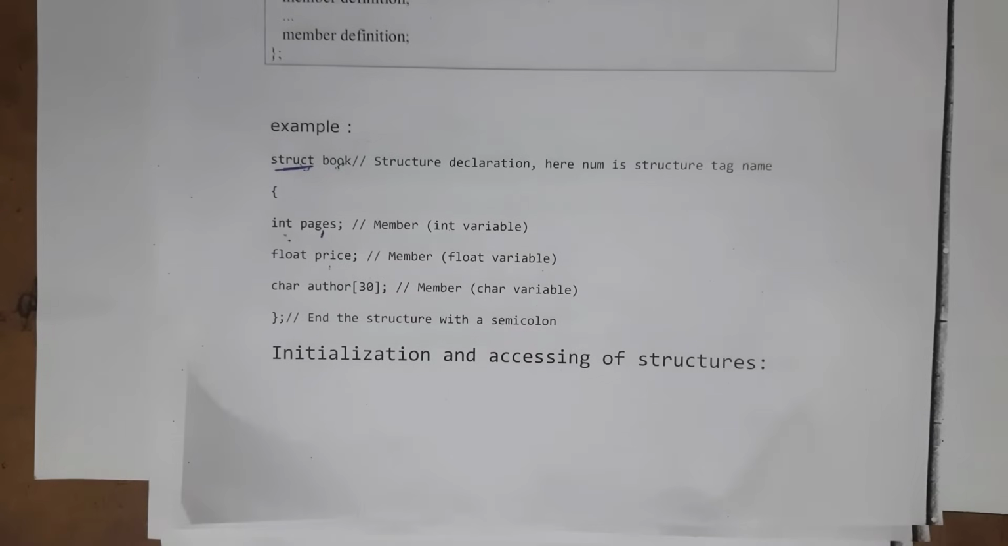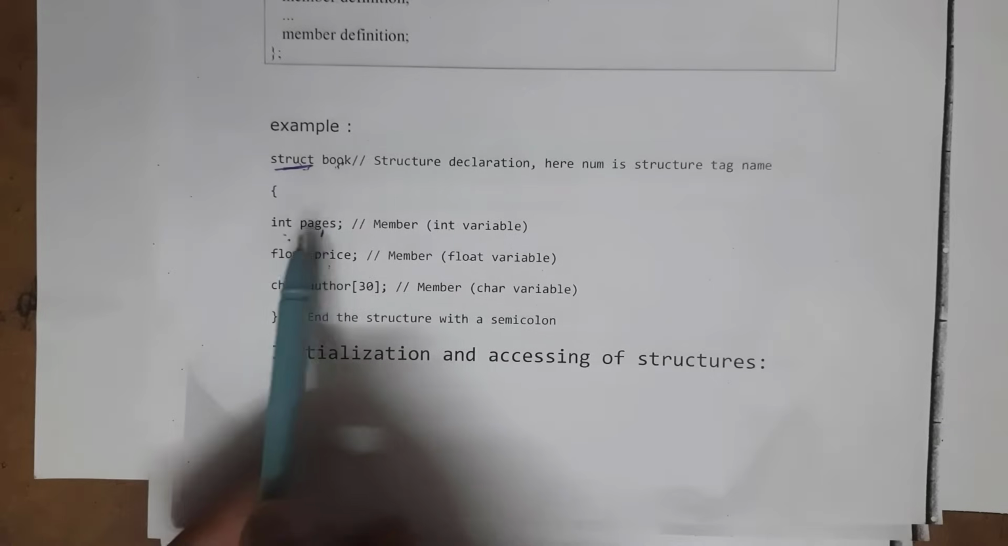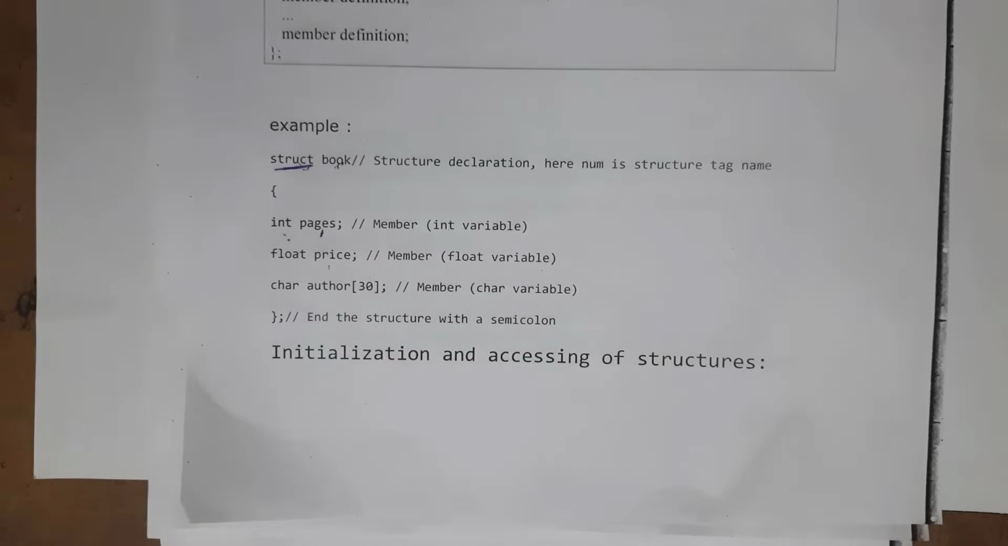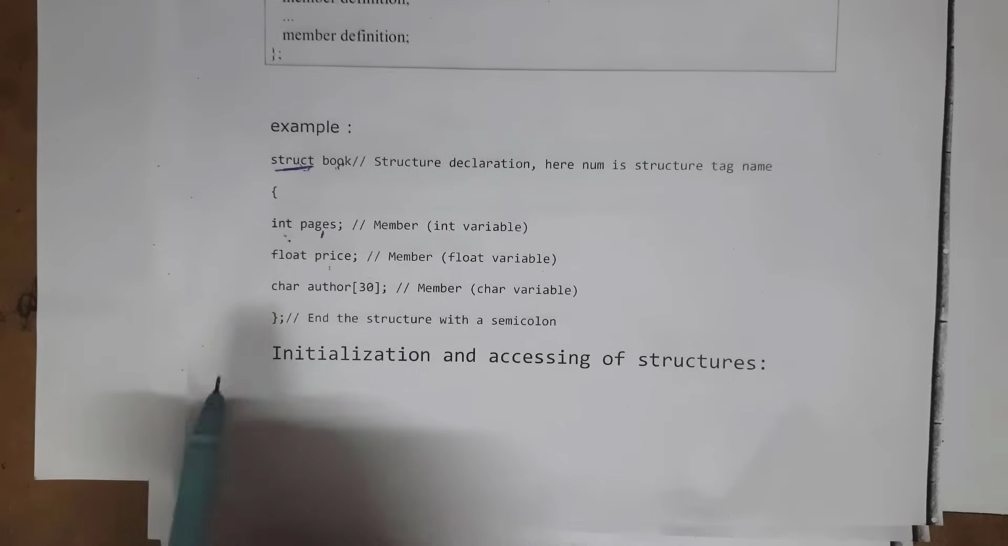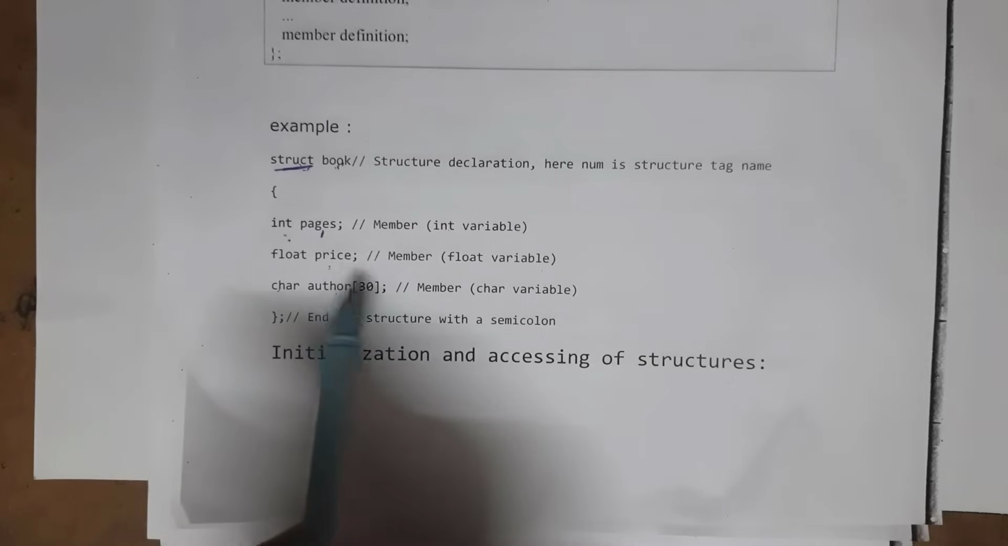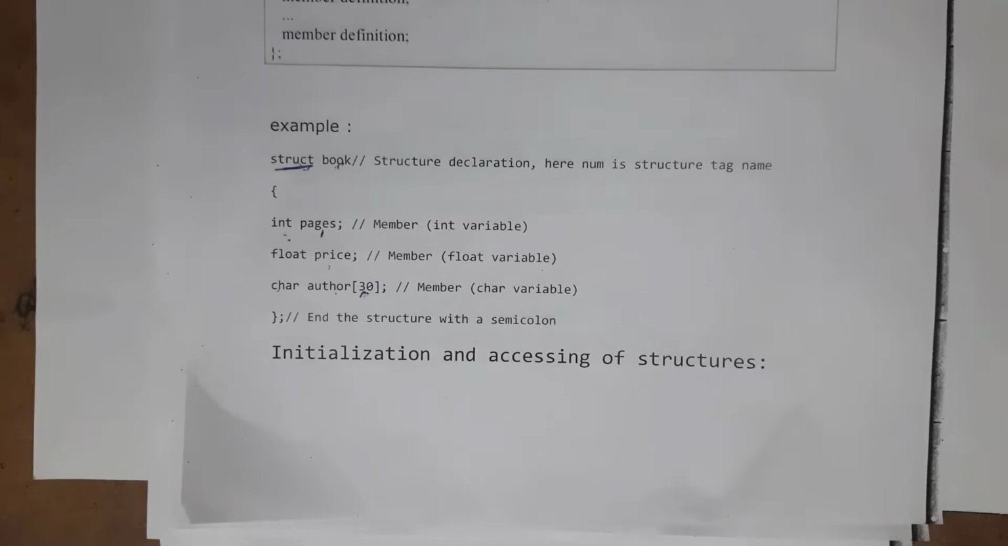Pages contain numbers like 10 pages, 20 pages, 30 pages, so I wrote here int pages. And for price, I am declaring the price as 10.5 rupees, 10.23 rupees, 30.5 rupees like that. So here I wrote float price. And here I wrote char author, and inside square brackets I wrote 30. Whenever you declare 30 here, I can write an author name of maximum 30 characters.